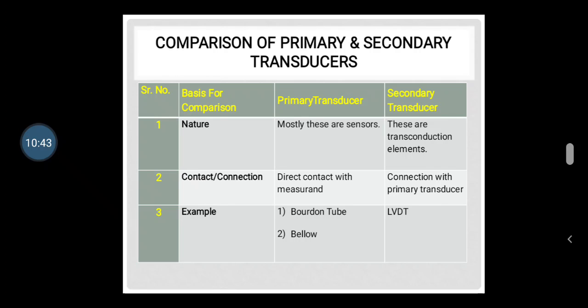ओके, कॉन्टैक्ट या फिर कनेक्शन, डायरेक्ट कॉन्टैक्ट विद मेजरेंट इन केस ऑफ द प्राइमरी ट्रांसड्यूसर। अगर प्राइमरी ट्रांसड्यूसर है तो वो डायरेक्ट कॉन्टैक्ट आता है मेजरेंट के, लेकिन सेकेंडरी ट्रांसड्यूसर है तो वो डायरेक्ट मेजरेंट के कॉन्टैक्ट में नहीं आता। कनेक्शन विद अ प्राइमरी ट्रांसड्यूसर एंड प्राइमरी ट्रांसड्यूसर इज कनेक्टेड टू द मेजरेंट। ओके, एंड थर्ड वन इज एग्जाम्पल। प्राइमरी ट्रांसड्यूसर एग्जाम्पल है बर्डन ट्यूब, बेलो, while a secondary transducer example is LVDT. All these things are studied in this video.